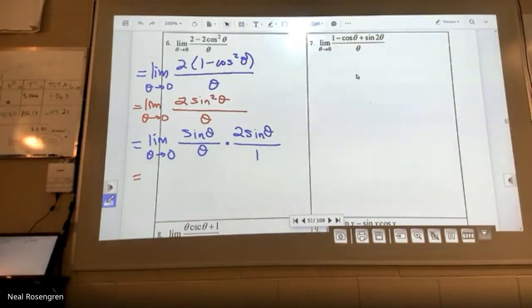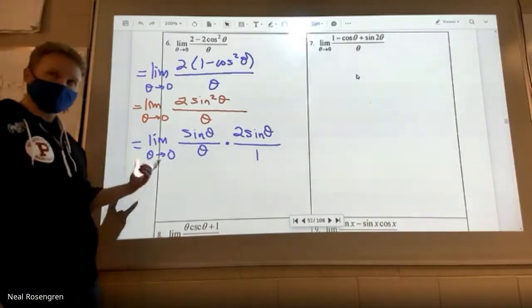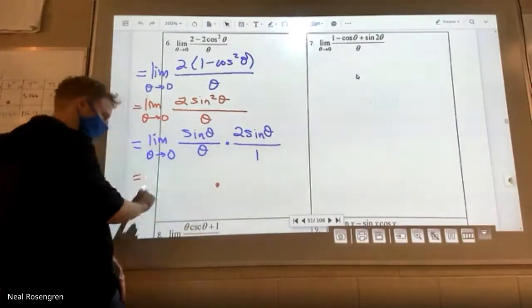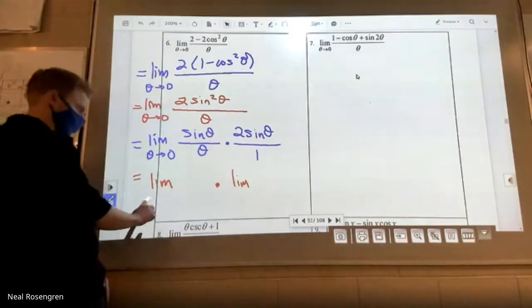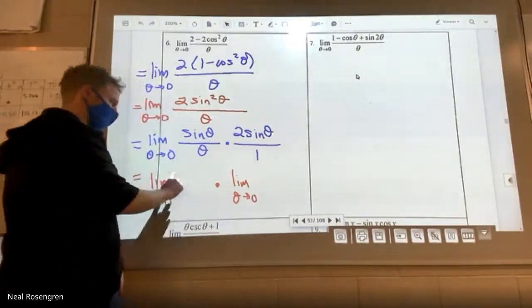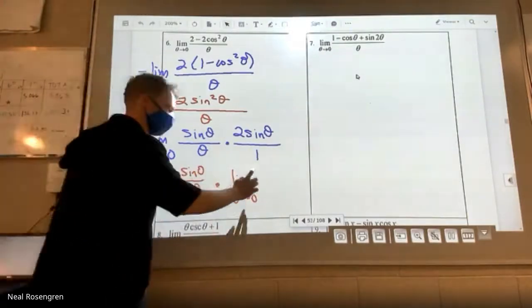And that's what I want to try to get you to, is a point where you know what to look for and how to look for it. And here's the best part about this. I can't do anything yet, but I can use a property of limits. The limit of a product is the product of 2 separate limits, both going to the same spot, one with the first fraction and one with the second, which is just 2 sine theta.